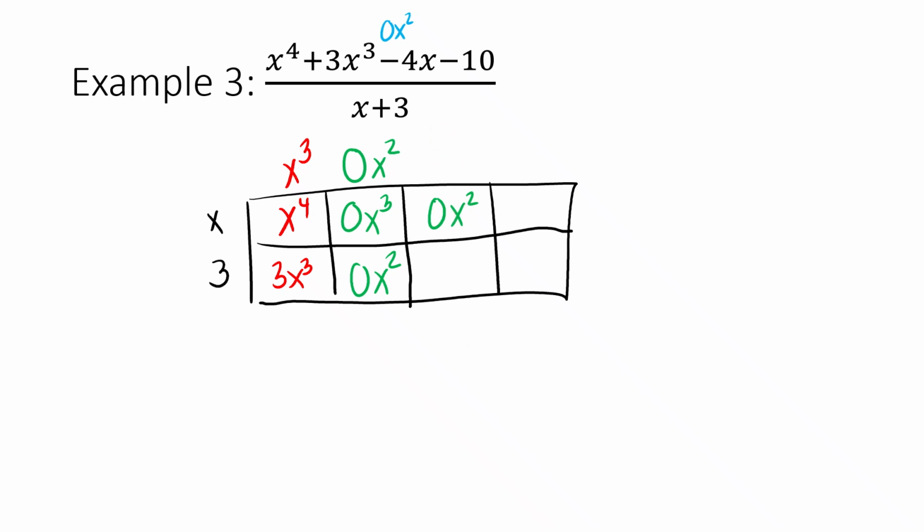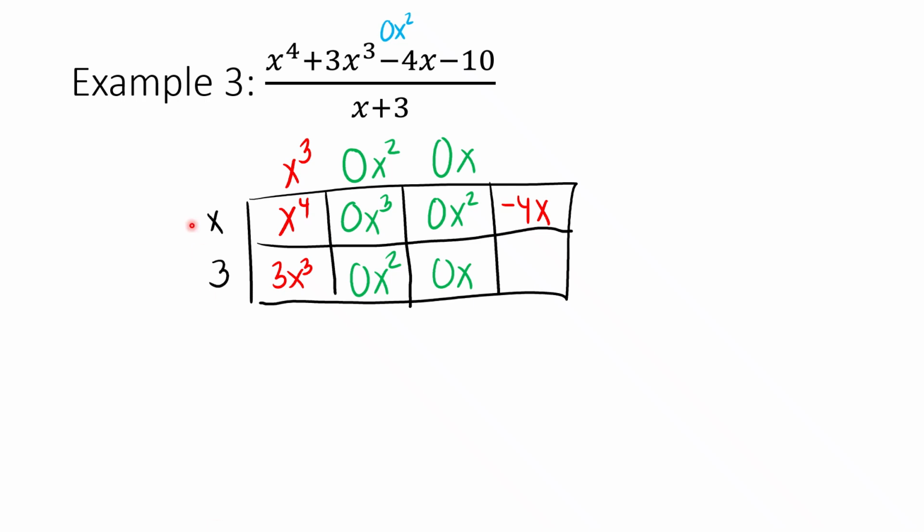Okay. And now x times what would give me 0x squared? Well, that again would be 0. This time I'm going to say 0x. Okay, just going to put the 0x there. And 0x times 3 is 0x. And again, what I'm doing is just preserving the pattern. Now, here it's going to kind of go back to normal for us. I have 0x and I need a negative 4x, which means that that right there must be negative 4x.